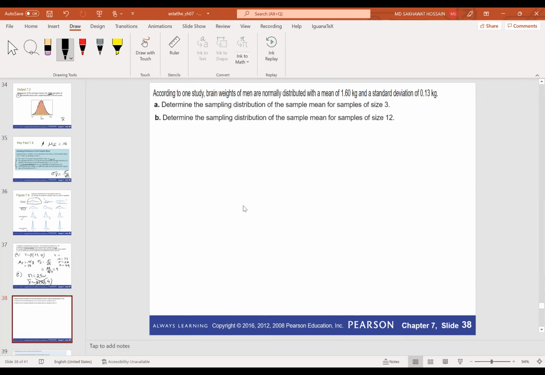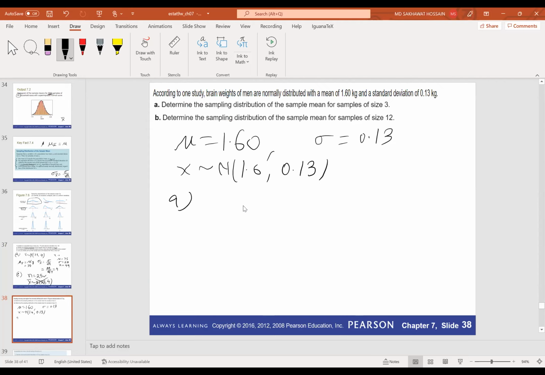Okay, we'll go over one more example. According to one study, brain weights of men are normally distributed with a mean of 1.60 kilogram and a standard deviation of 0.13 kilogram. So the mean mu is equal to 1.60 and the standard deviation sigma is 0.13. And the distribution of x is normal distribution with mean mu and standard deviation sigma. Now part A, determine the sampling distribution of sample mean for sample size of 3.